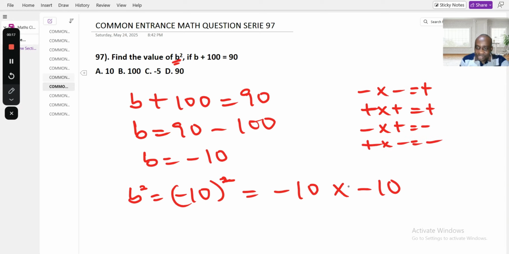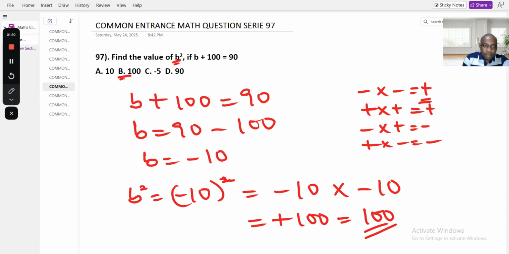Now we are seeing minus times minus here. What is minus times minus? It is plus. Therefore, we are going to change to plus. What is 10 times 10? 100. Our final answer is going to be plus 100. If you don't put anything, you can write only 100. If you don't put the plus here, there is an invisible plus there. Therefore, our final answer is 100, which is B. Let's move to the next question.